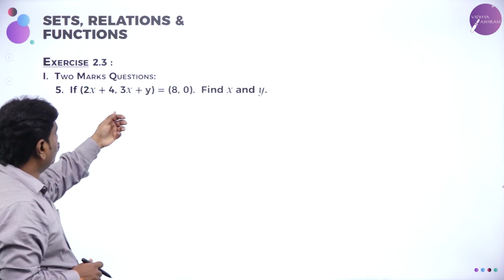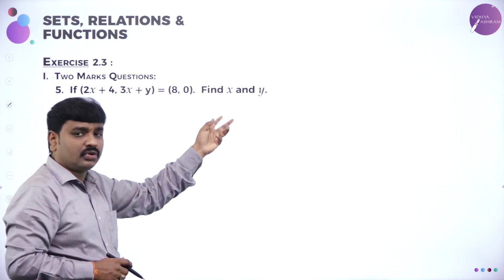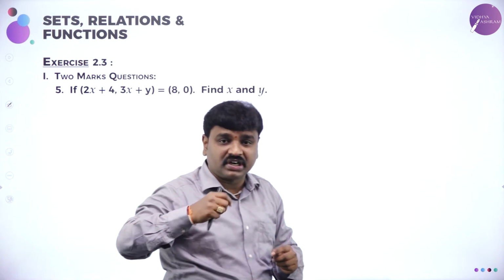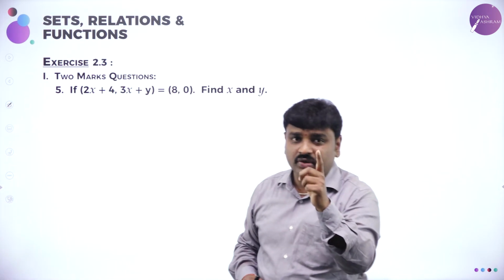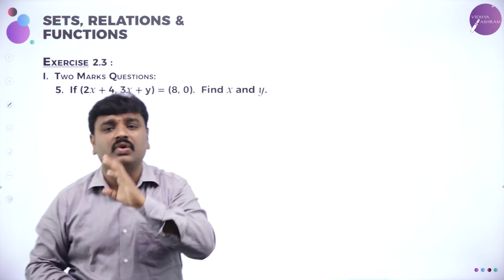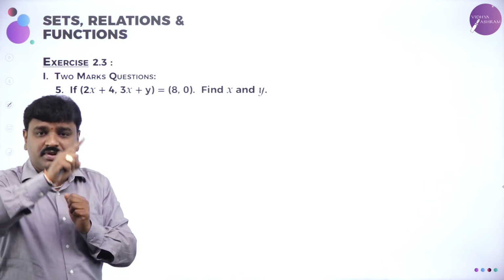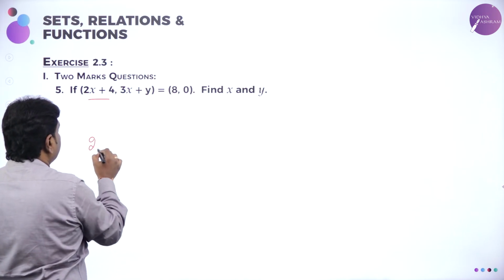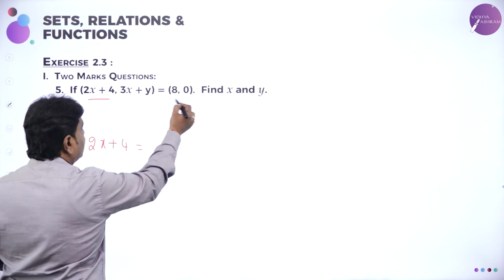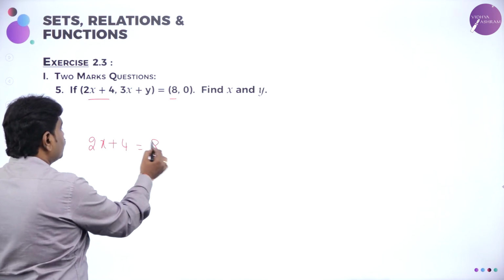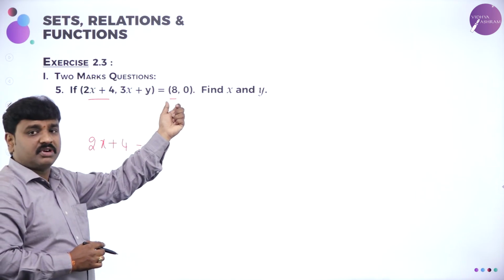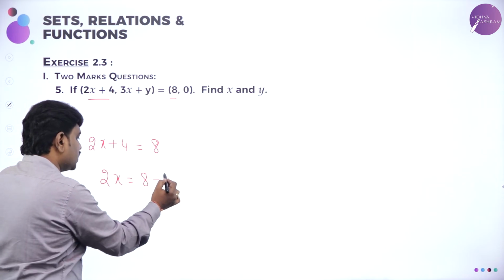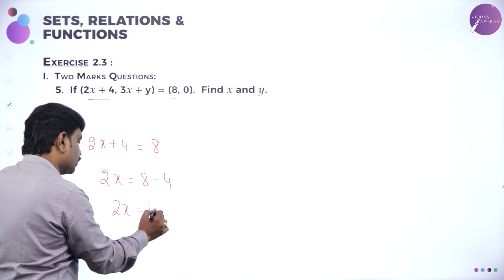Next. (2x + 4, 3x + y) = (8, 0). Find x and y. See, here they told us two ordered pairs are equal. When I started the class, I told you if two ordered pairs are equal, then their corresponding elements have to be equal. The first element should be equal to the first and the second equal to the second. Before the comma, what is the first element? 2x + 4 is equal to 8, the first element of the other ordered pair. So solve this. 2x = 8 - 4. 2x is equal to 4.